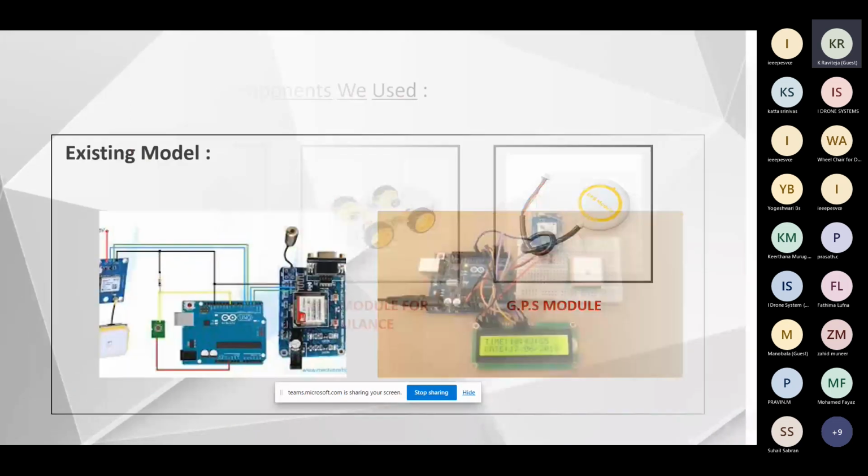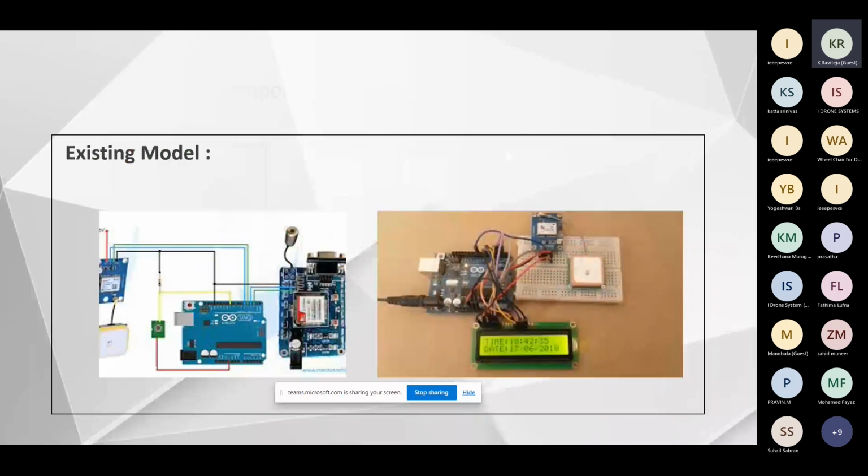Coming to the existing model, good morning to all. I am Harish from IEEE third year. Coming to the existing model, instead of using the Arduino, we have used the Raspberry Pi to reduce the complexity in the circuit. Because the Wi-Fi module should be attached to the Arduino, which creates complexity in the circuit. By using the Raspberry Pi, we can reduce the complexity in the circuit, and this makes the connections simple, and this makes the system portable and easy to carry.